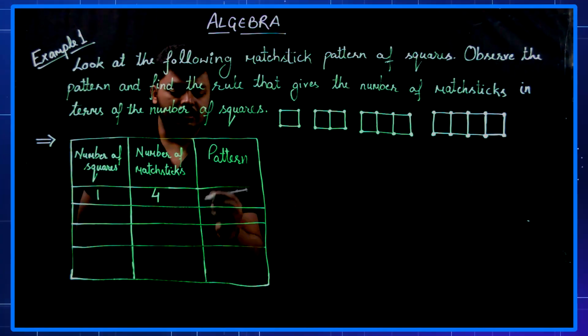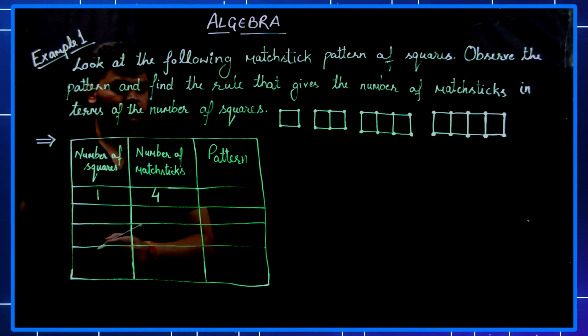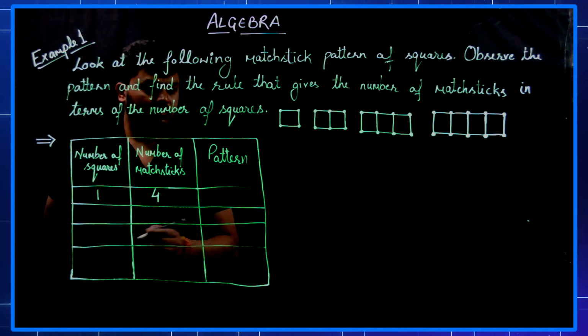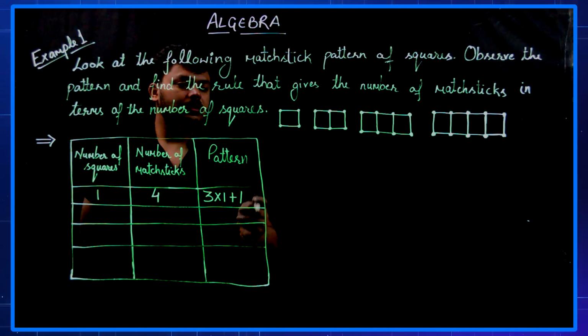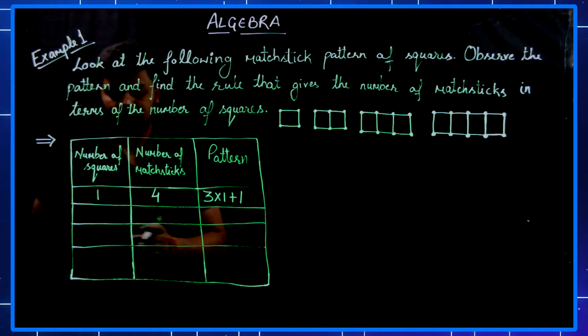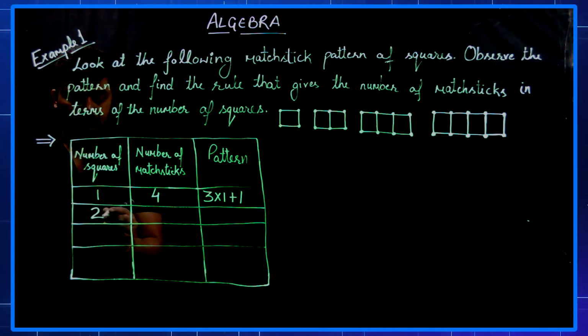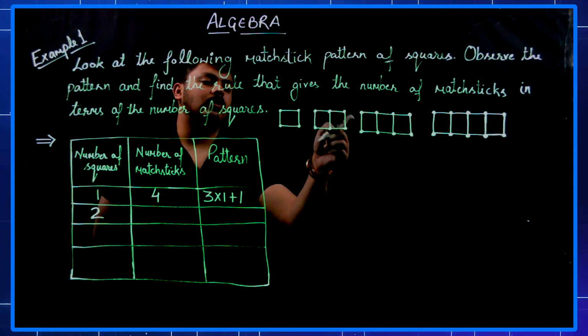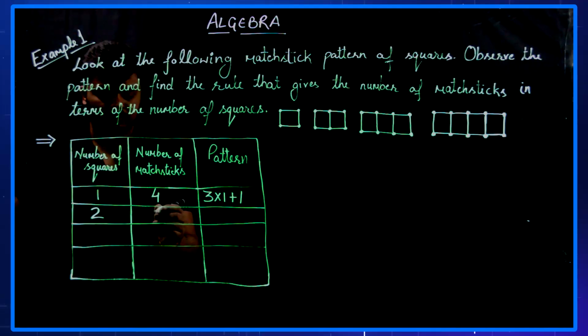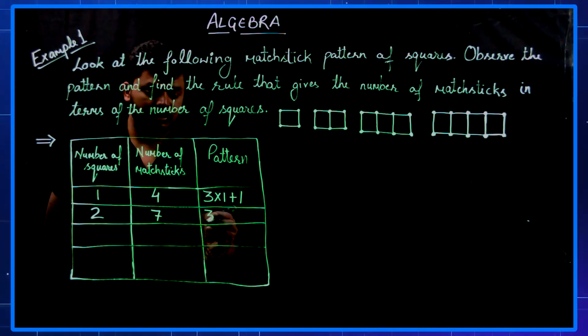So the pattern is 3 into 1 plus 1. Similarly, in the second figure, there are 2 squares and the number of matchsticks is 1, 2, 3, 4, 5, 6 and 7. So the pattern is 3 into 2 plus 1.